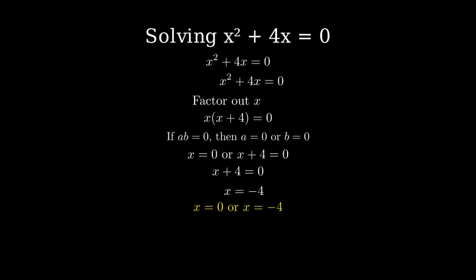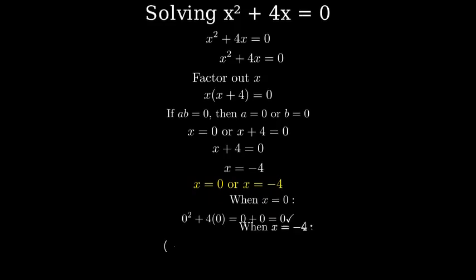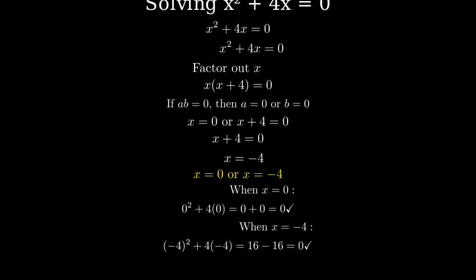Let's verify these solutions by plugging them back into our original equation. First, let's try x equals 0. When we substitute 0 for x, we get 0 squared plus 4 times 0, which equals 0. Now, let's try x equals negative 4. We get negative 4 squared plus 4 times negative 4, which is 16 minus 16, which equals 0.